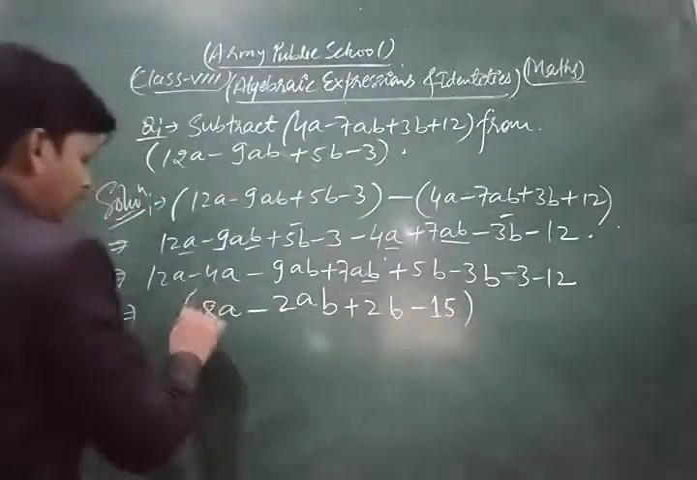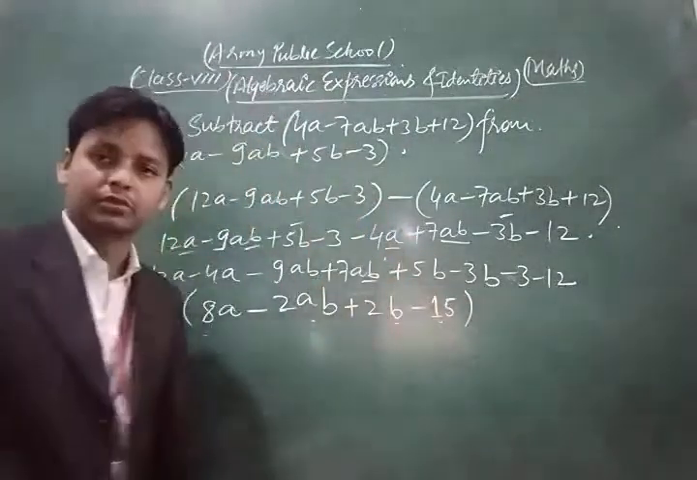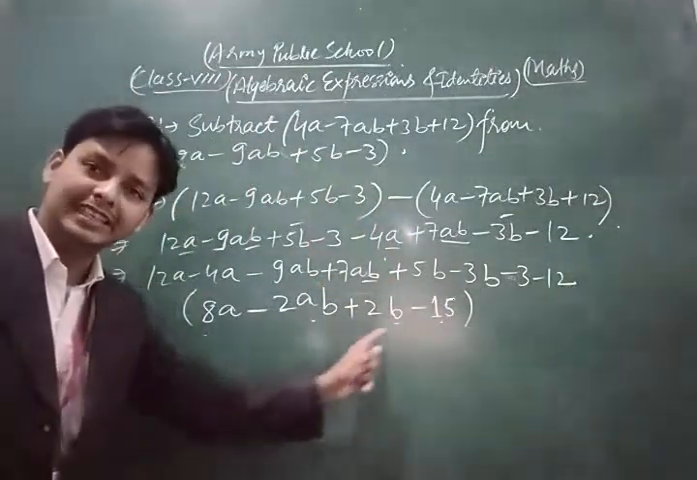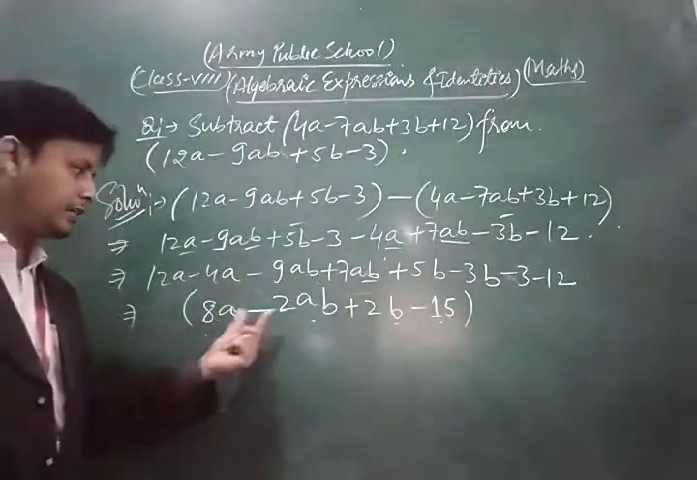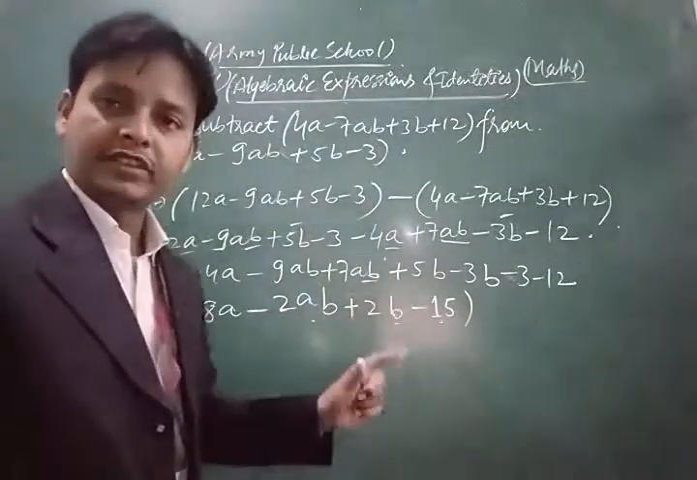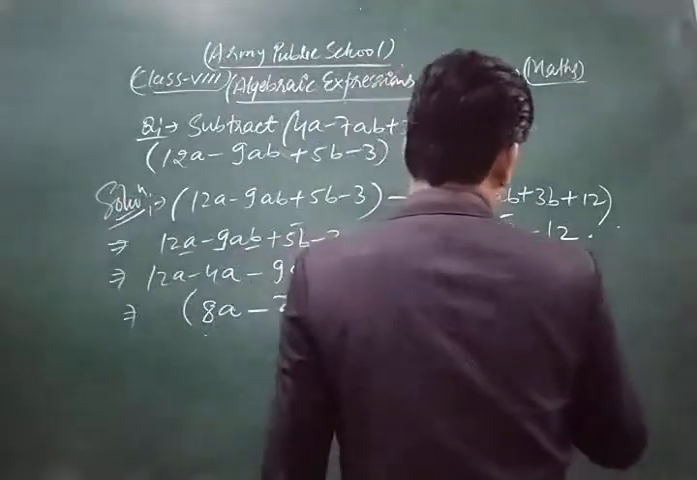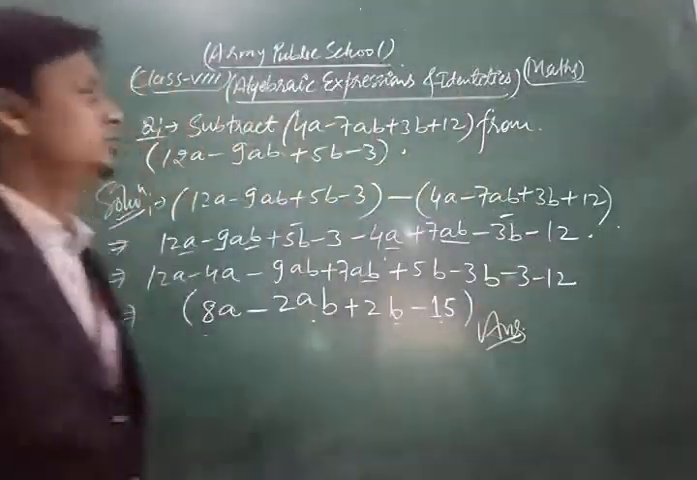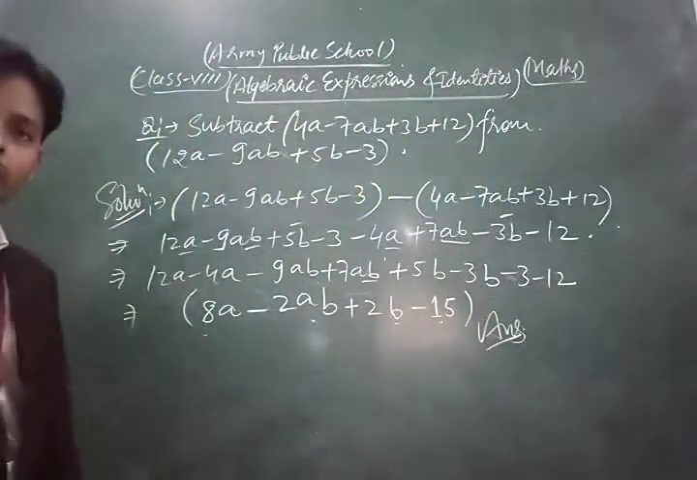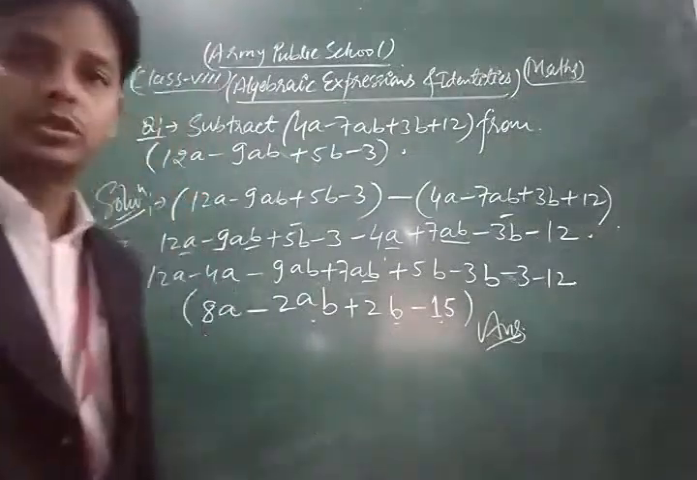So now look, all are unlike terms, so we never add or subtract these terms. So this is 8a minus 2ab plus 2b minus 15. This is the final answer of the question. In this way you can solve this type of question. Now we take and solve some other important questions based on this topic.